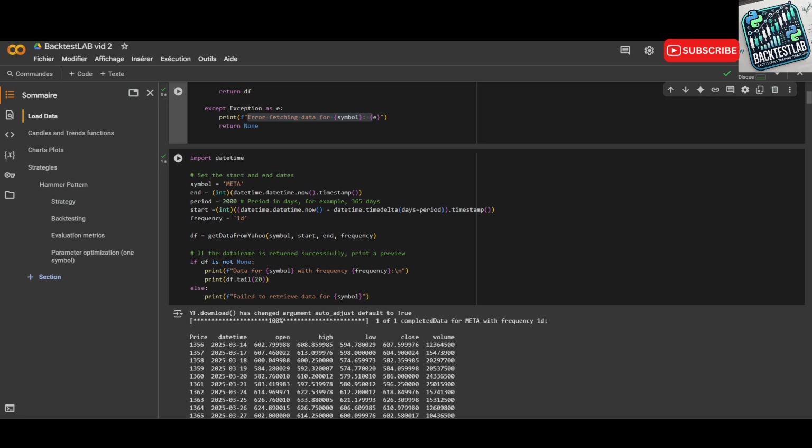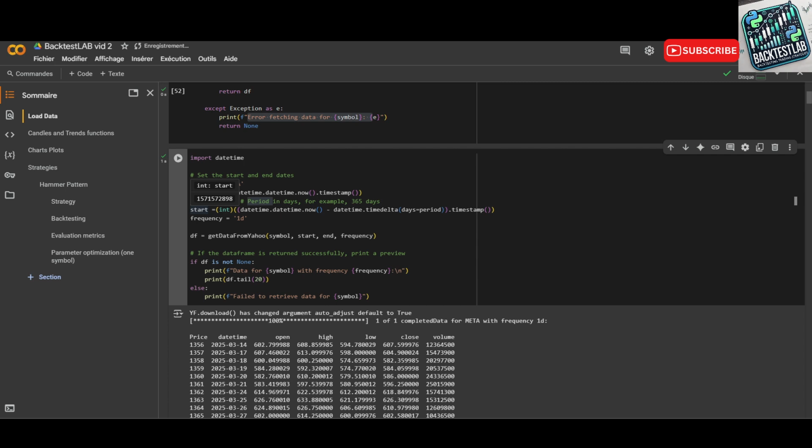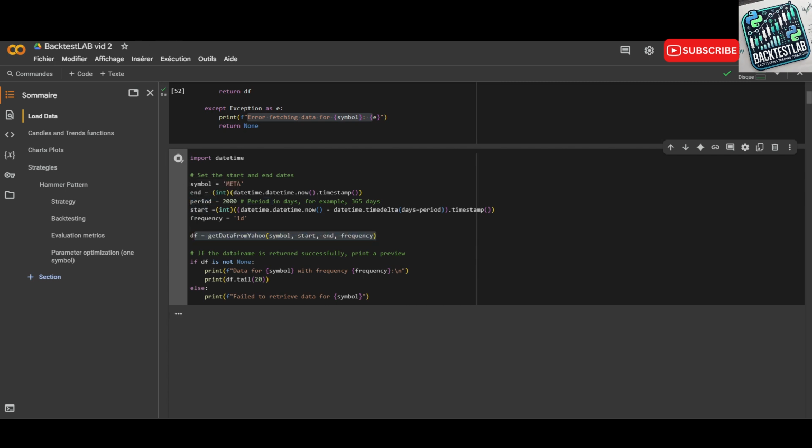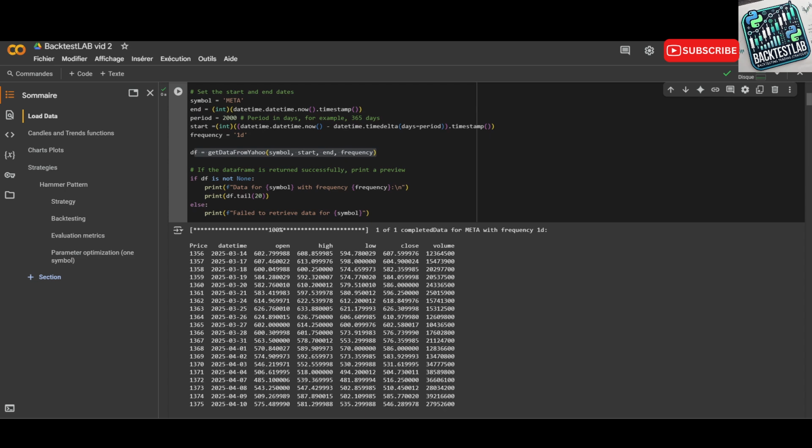So let's try, for example, using Meta. This is our ticker. Let's say the ending date is today. We are getting the last 2000 days, and this is our function here, and we want to print the last 10 candles. So this is the result.